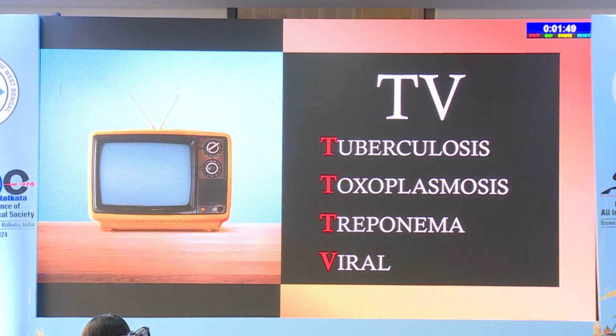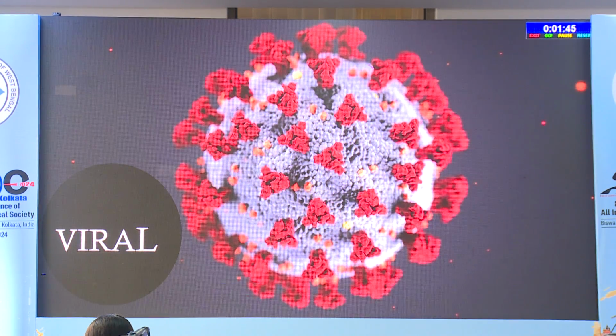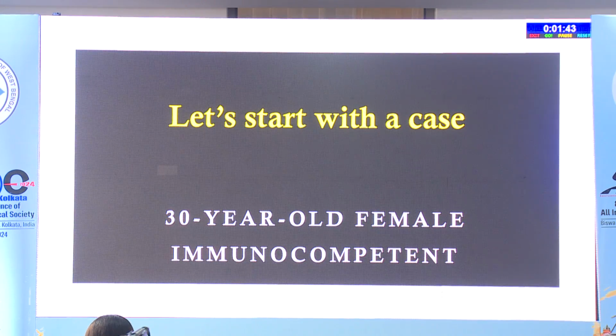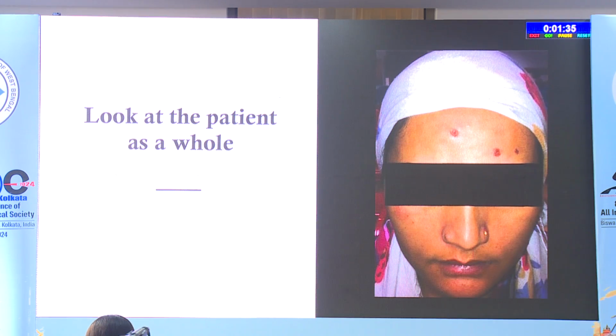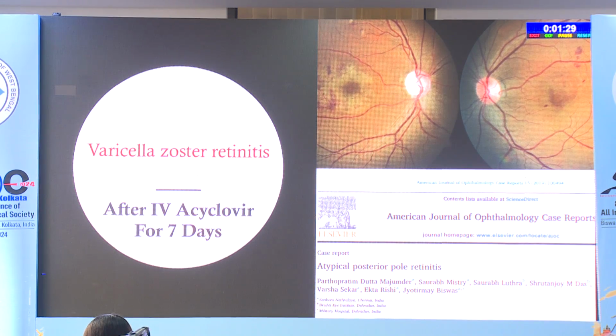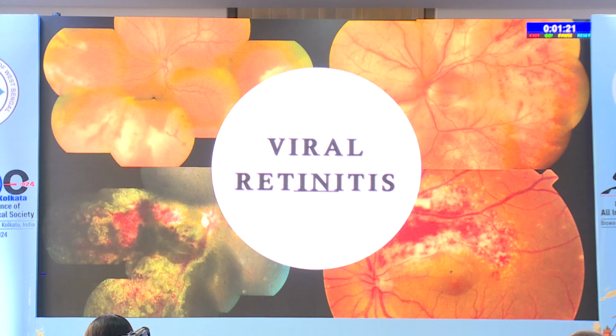So, after Treponema, coming to viral retinitis, which is a real emergency in uveitis. This is a 30-year-old immunocompetent female, and this patient had necrotizing retinitis in the posterior pole only. And look at the patient. If the room light is on, you could see vesicles on the forehead, and this patient has varicella-zoster retinitis. Simple treatment with intravenous acyclovir causes resolution of the lesion with improvement of the vision.